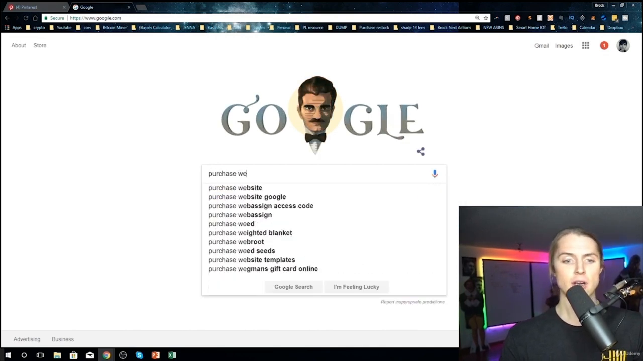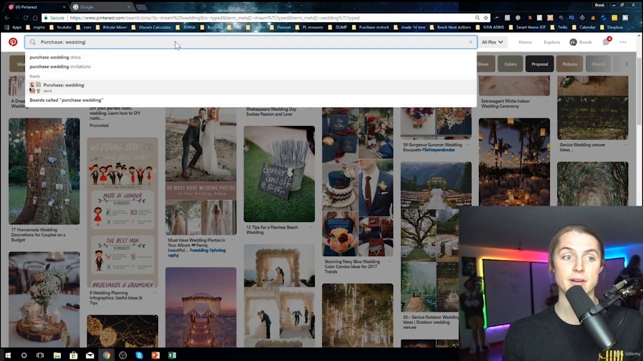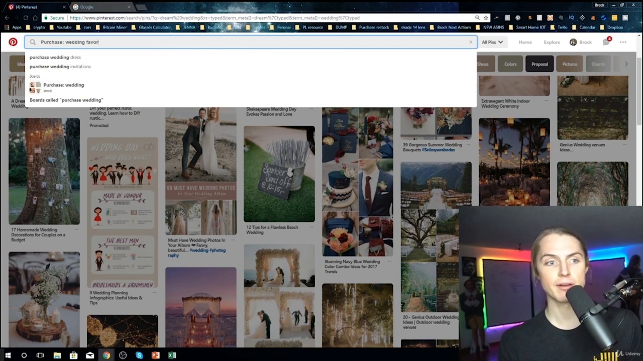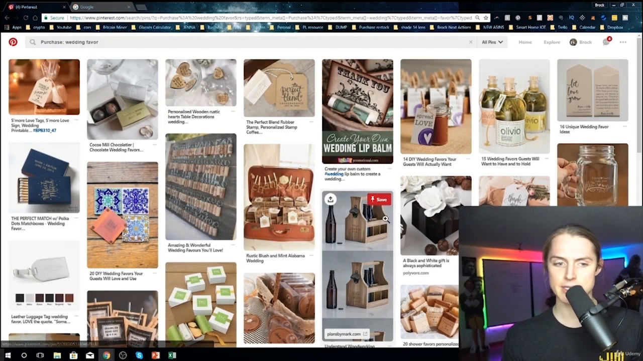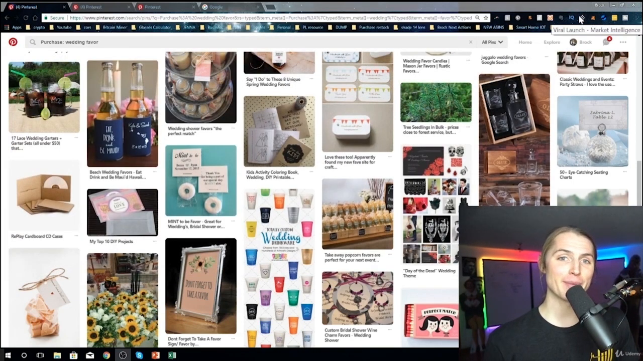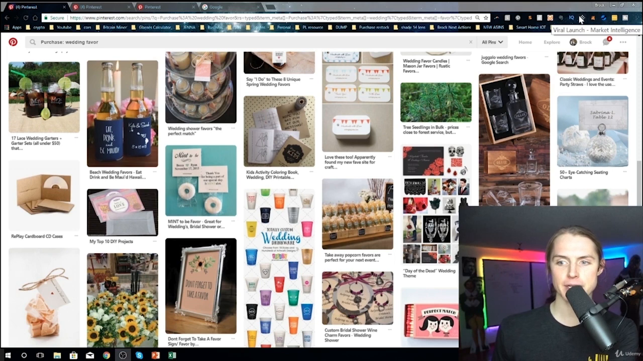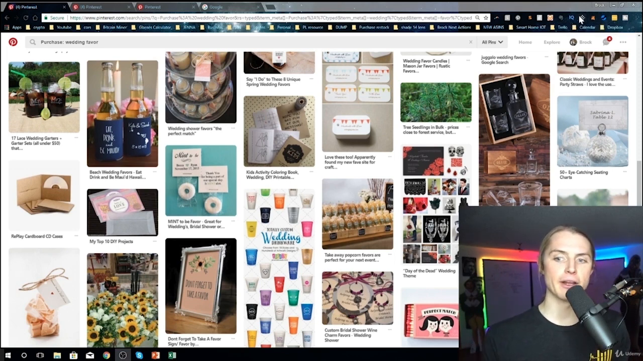So purchase, wedding, dress, online tent, chairs, insurance, favors, invitations, decoration. So favors, what about that? Wedding favor, purchase, wedding favor. Oh, what's that? That's an interesting intent. Okay, camera died there. So you could build an entire wedding-based brand around a specific niche of people within weddings that's underserved. Okay, or you could even just take existing demand there and just do it better. So let's just take a look.